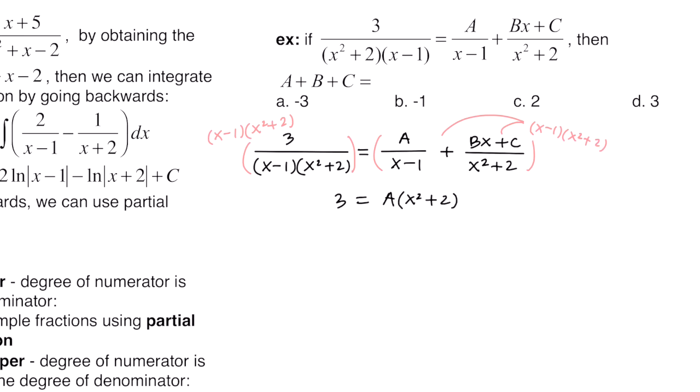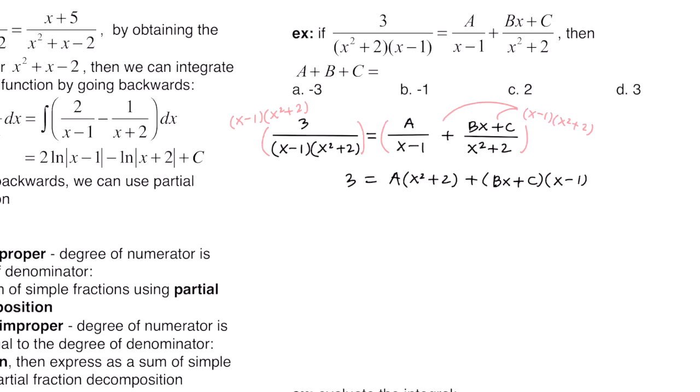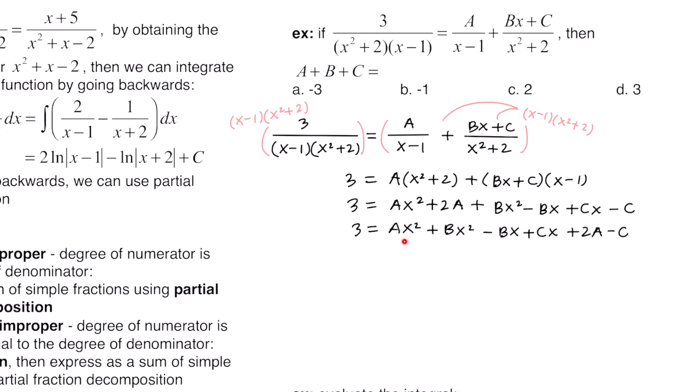Next, when we multiply this to this fraction, this x squared plus 2 cancels with this x squared plus 2. So then we have Bx plus C times the quantity x minus 1. So next we distribute the A and then we FOIL this out. Next we're going to take these terms and group them. So we moved the x squared terms together, we moved the x terms together, and then the constants together.